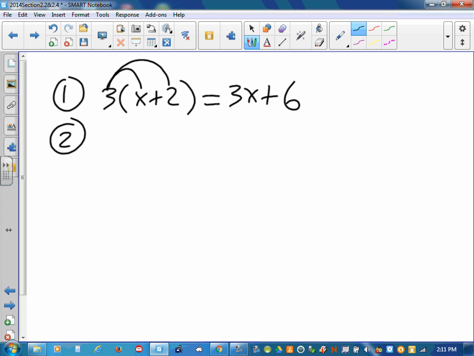Number 2, distribute again, but this one's more difficult. Negative 2x times the quantity 4x minus 8. Distribute again, and we get negative 8x squared. X times x is x squared. Multiply again, and we get 16x.